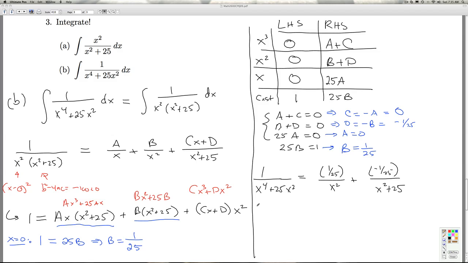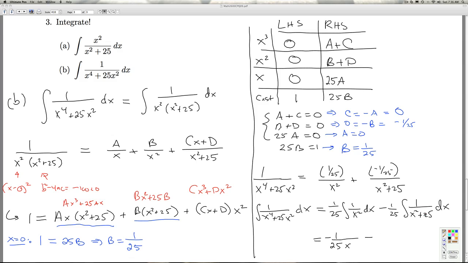So that means if I want to integrate this, I'm going to integrate these. So I've got 1/25 integral 1 over x squared dx minus 1/25 integral 1 over x squared plus 25 dx. And we know both of these. The first one is a Calc 1 integral, power rule, negative 1/25th, x to the minus first, so it's minus 1 over 25x, minus, this is our friendly arctangent form.